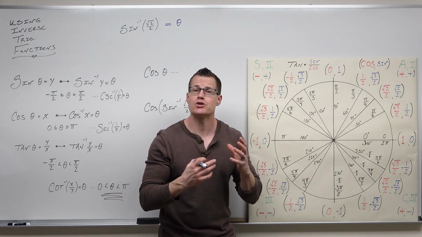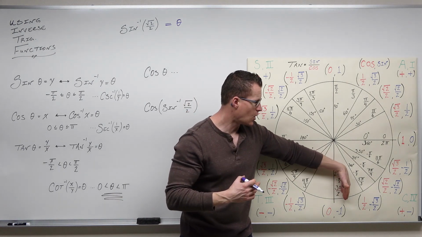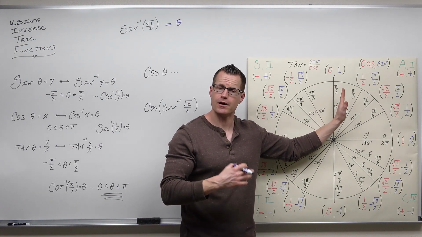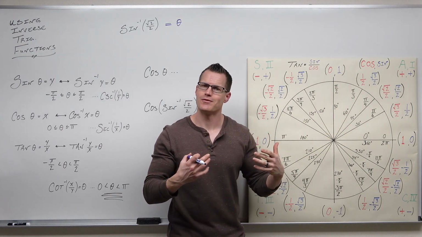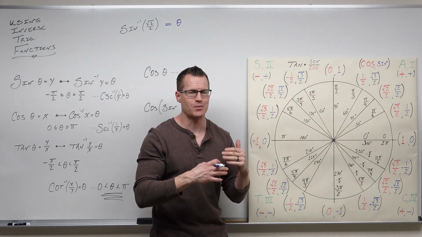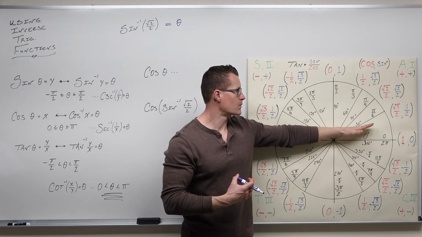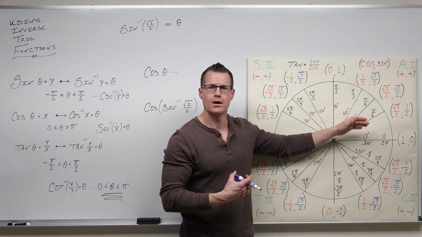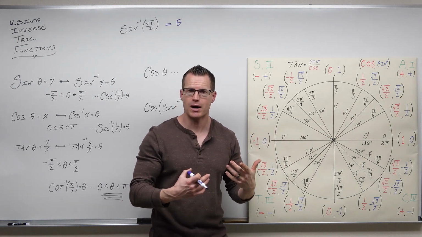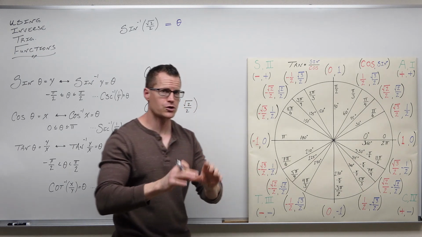Notice how there is no repeat of y coordinates on this part of my unit circle. That's why we defined it. There would be if I included this. That's why we didn't include that. So square root of 2 over 2 happens only right here at pi over 4. So that angle is pi over 4. Theta is pi over 4 for sure.